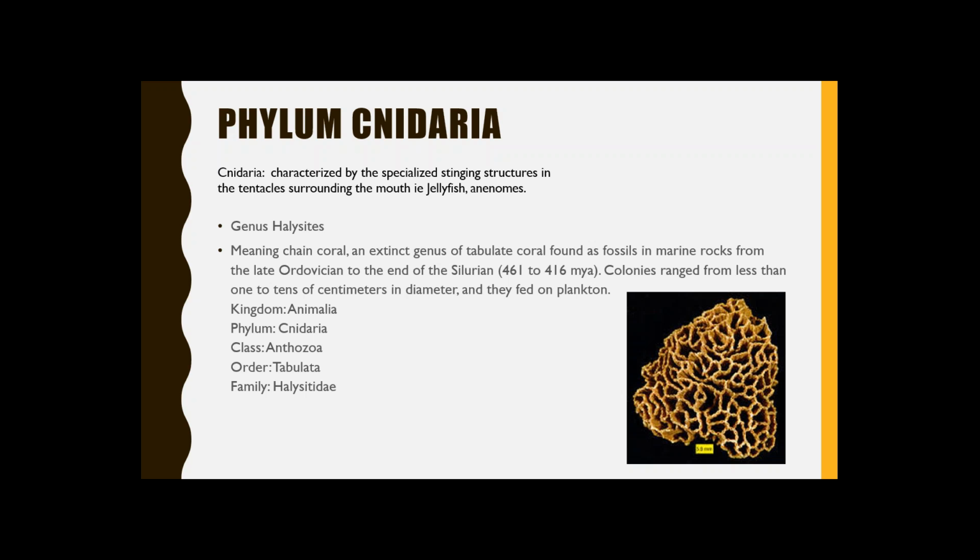And I forgot to mention, corals are also included in this phylum. This is more commonly called a chain coral, and you can see why. Based off its structure, it looks like a bunch of chains put together. It's found from the Ordovician to the end of the Silurian, and they can get pretty big. Even though they look like they're not really alive, I often mistake corals for plants. But they did eat. They fed on microscopic animals, so plankton, right?